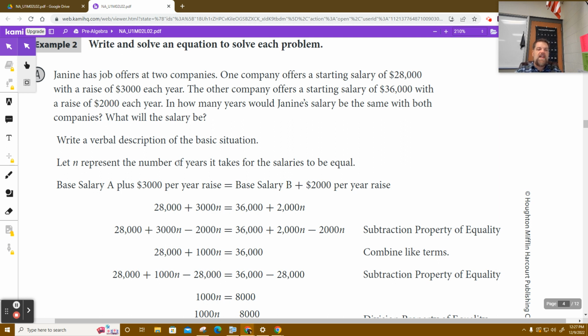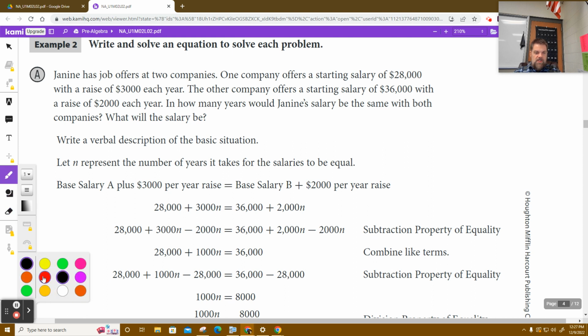All right, so Janine has job offers at 2 companies. One company starts offering a salary of $28,000, and then they give a raise. I'm going to start underlining this. So one company, they have a starting salary of $28,000 and $3,000 a year. The other company offers $36,000, but the raise is only $2,000 a year. How many years would Janine's salary be the same for both companies? And what would that salary be?